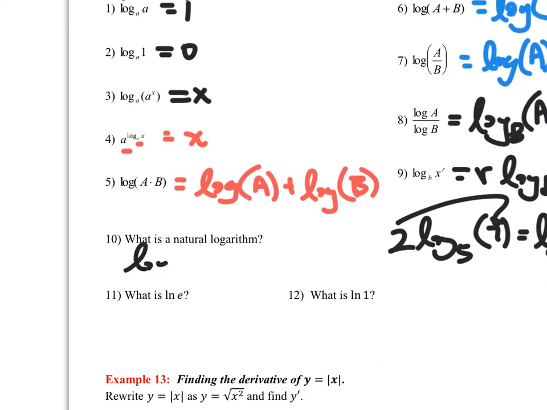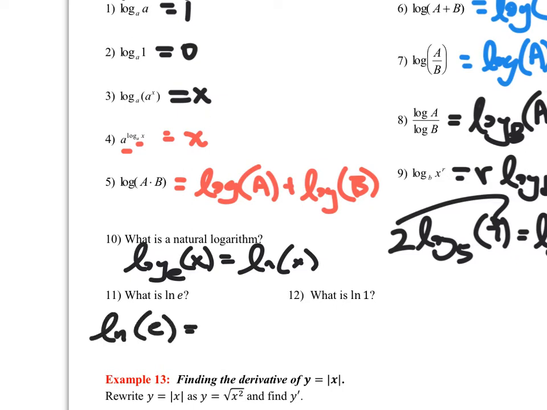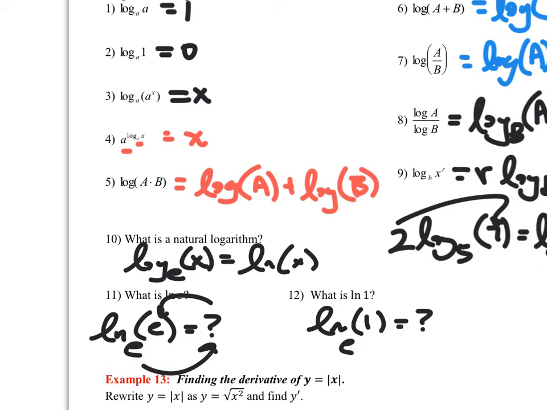What is the natural log? Well, the natural log is just a log base e. We like to shorten it, call it the natural log. What is the natural log of e? Well, it would equal 1, right? Because this base raised to that power gives me that thing. What is the natural log of 1? Well, e to what power would give me 1? So the answer here is 1, the answer here is 0.